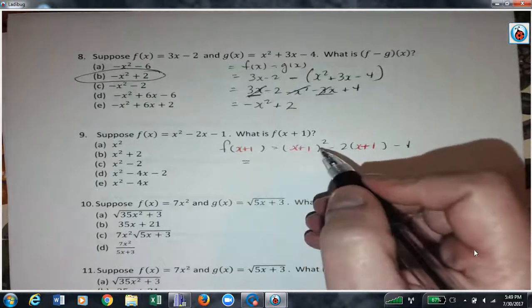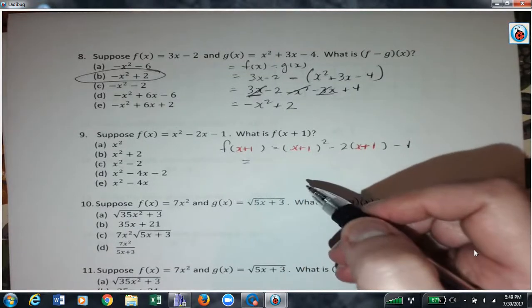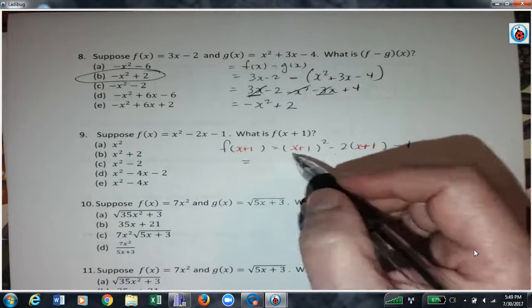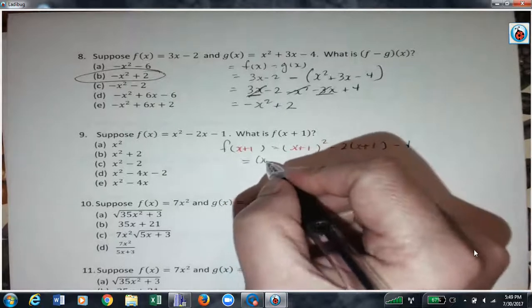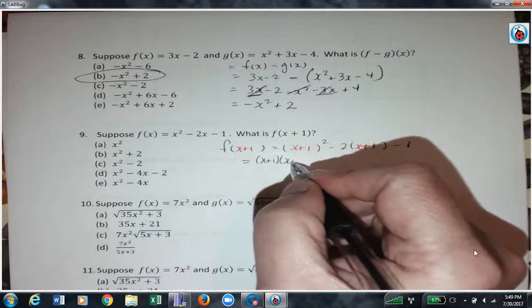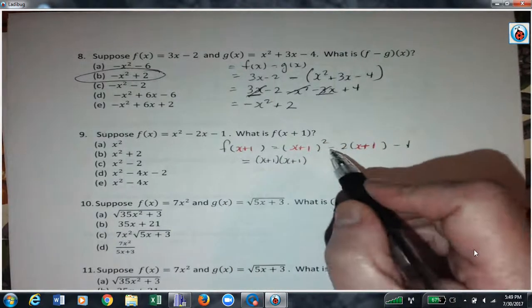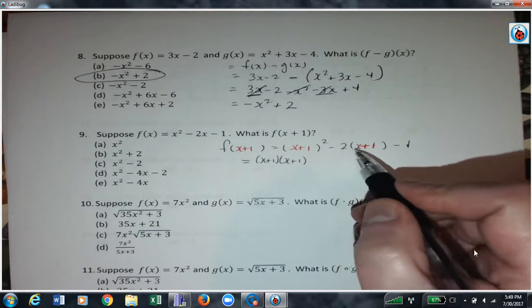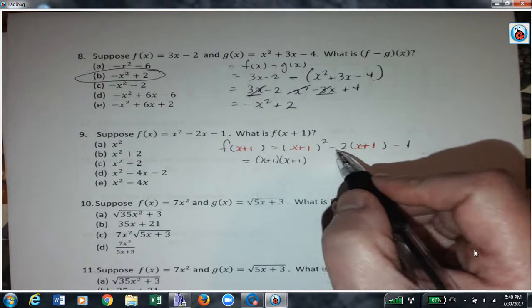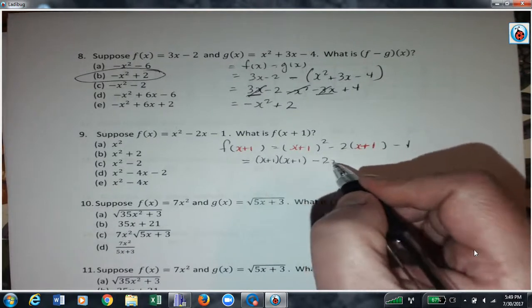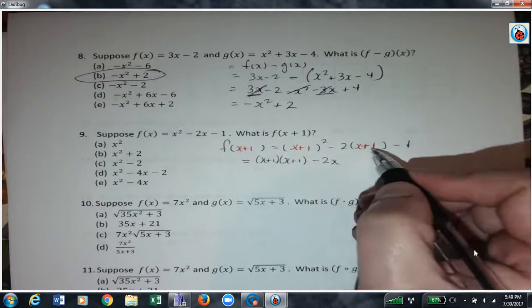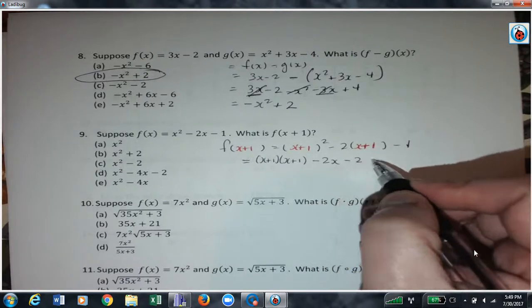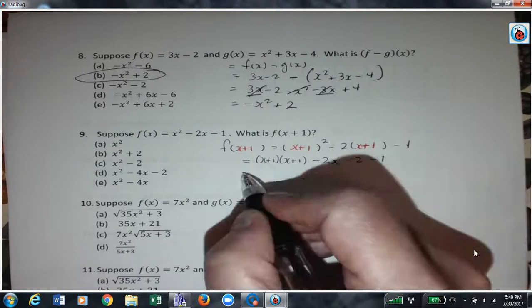X plus 1 all squared is not x squared plus 1 squared. X plus 1 all squared is x plus 1 times itself. Here, the negative 2 has to be distributed through the parentheses. So I'm going to have a minus 2x. Then minus 2 times positive 1, which will give me minus 2, and then minus 1.